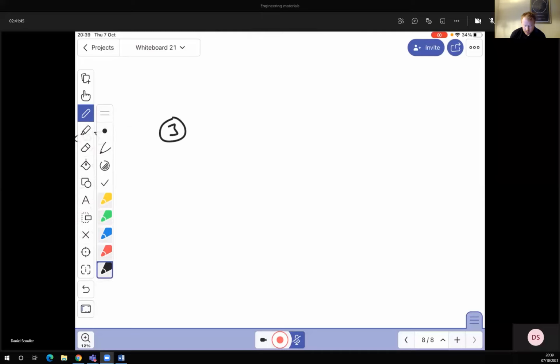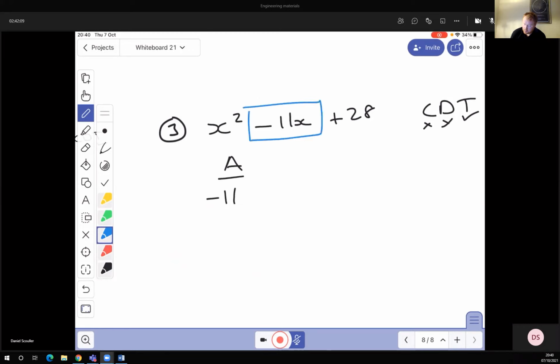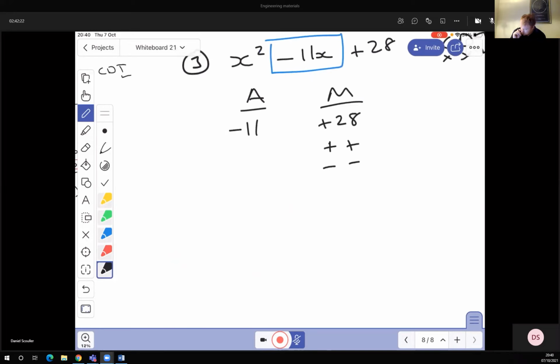Example 3, let's throw in a negative. X squared negative 11x plus 28. Same again, CDT: trinomial, it's not that, it's not that. Add negative 11. Be very careful of that sign, make sure that sign comes with you. Multiply, positive 28. Positive, positive, negative, negative.